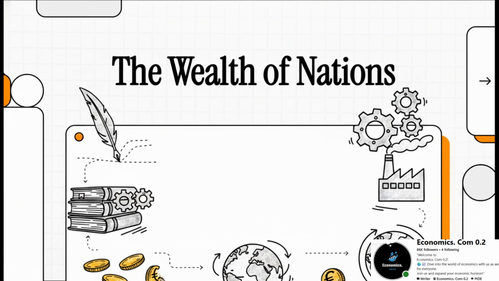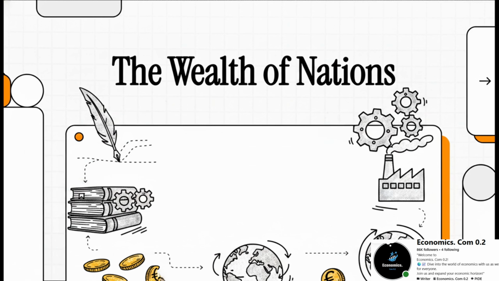Welcome to today's Explainer. We're jumping straight into a book that literally laid the groundwork for the modern world. Adam Smith's 1776 masterpiece, The Wealth of Nations. This isn't just some dusty old textbook. It is the absolute foundation of modern economics. Today, we're going to decode exactly what creates a nation's prosperity and see how Smith's ideas completely rewired global thinking.